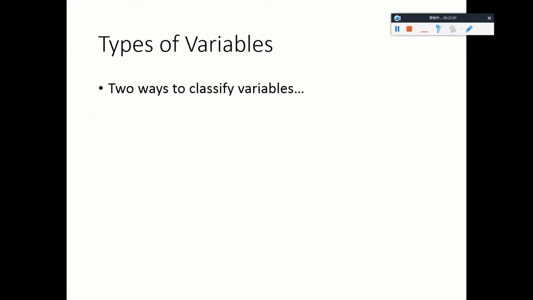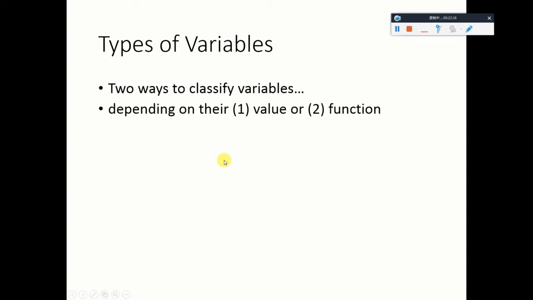So when we talk about different types of variables, there are two ways to think about the types. We can classify variables into different types, first of all, based on what values they take. Or we can classify variables into different types based on their use, right? What functions they have. So let's first talk about how we can classify variables based on the values they take.